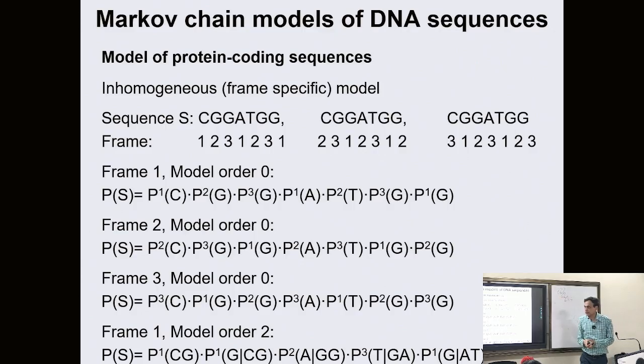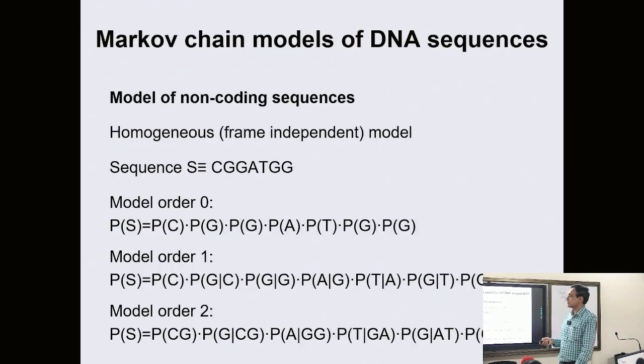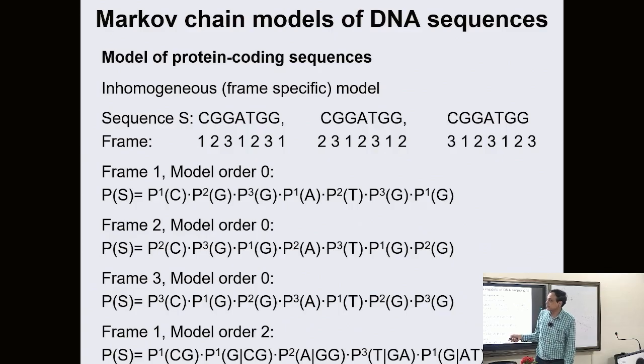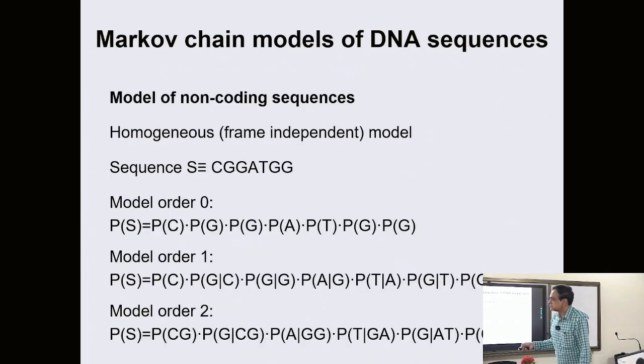You did it for the non-coding sequence, and now we are going to do the same for the protein coding sequence, assuming that this is protein coding. What is the probability of this sequence to be protein coding in frame 1 under a Markov chain model of order 2? Same thing.